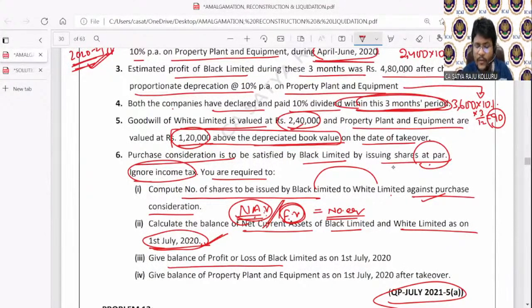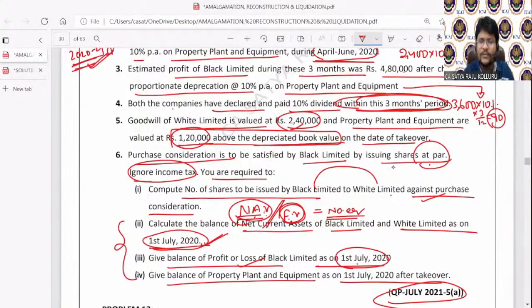Give the balance of profit and loss of Black Limited as on 1st July 2020. This is also not related to the amalgamation issue. Give the balance of property, plant and equipment as on 1st July 2020 after takeover. Out of the 4 questions, 3 questions are general issues. Only 1 question is related to the amalgamation issue. Do you agree, all of you? Now, let us concentrate on the net asset value.